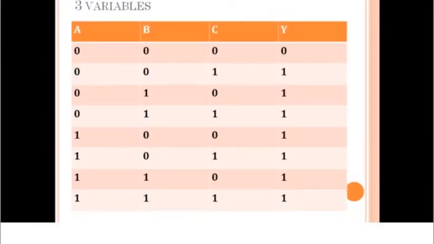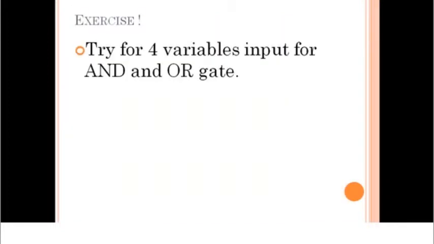For 3 inputs, we have A, B, C. Remember the labeling. It's always 0, 1, 0, 1 for the first one, 0, 0, 1, 1 for the second, and the third one is going to be 4 zeros, then 4 ones. It's formed by 2 raised to the power of 0, 2 raised to the power of 1, 2 raised to the power of 2. That's how it's formed. So look at it very well. Do we understand? Any problem? Just the last one. So let's move on.